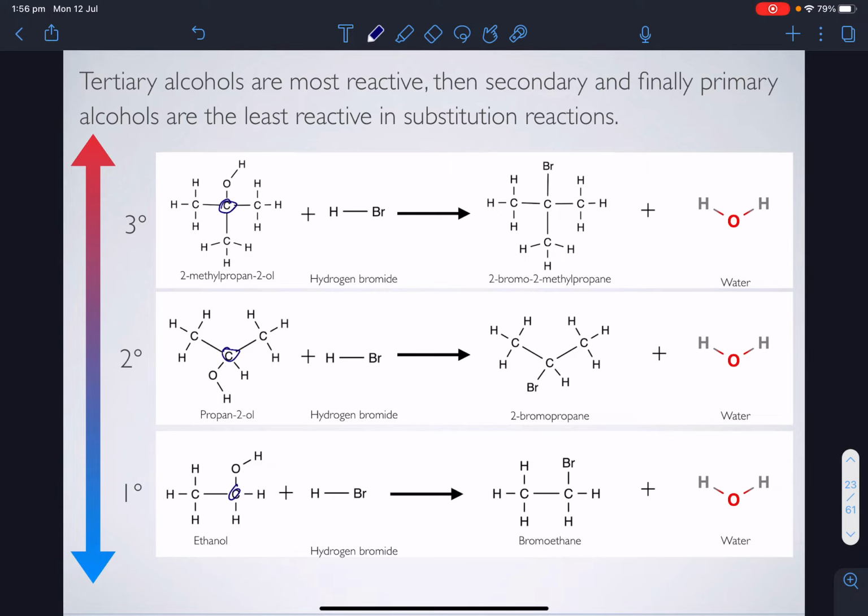So here, in between these three reactions, all I've changed is primary, secondary, tertiary. I've kept it as the same hydrogen bromide, and we're getting our products there. But the most reactive, the quickest, would be the tertiary.